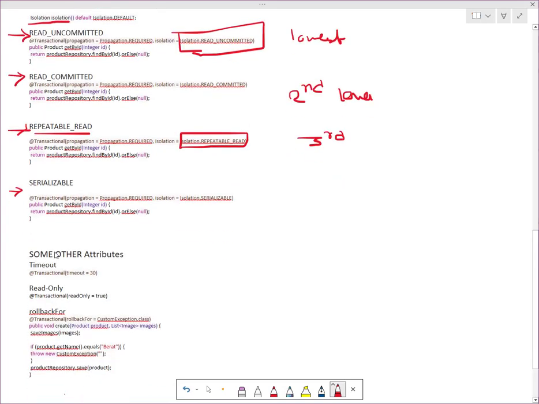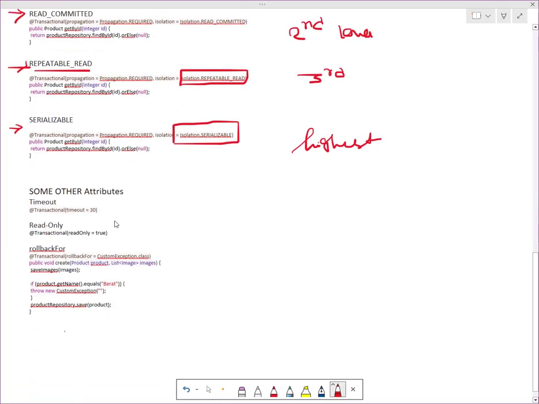Next is serializable. It's the highest level of isolation, and it prevents all the concurrency problems: the dirty read, the non-repeatable read, and the phantom read problems are all prevented. It executes concurrent calls sequentially, and it is expensive in terms of performance. So this is the highest: isolation serializable.